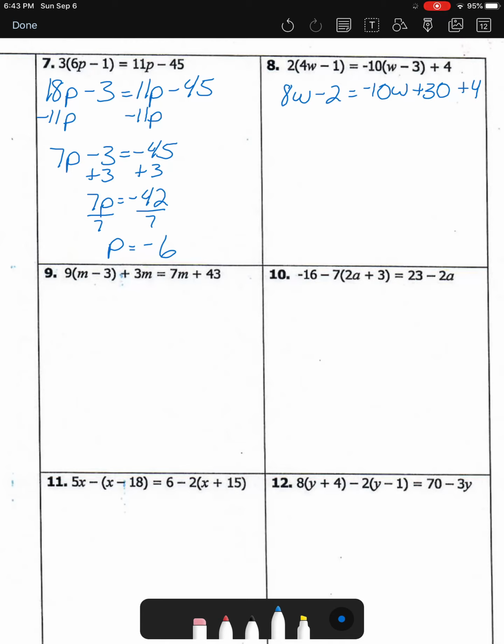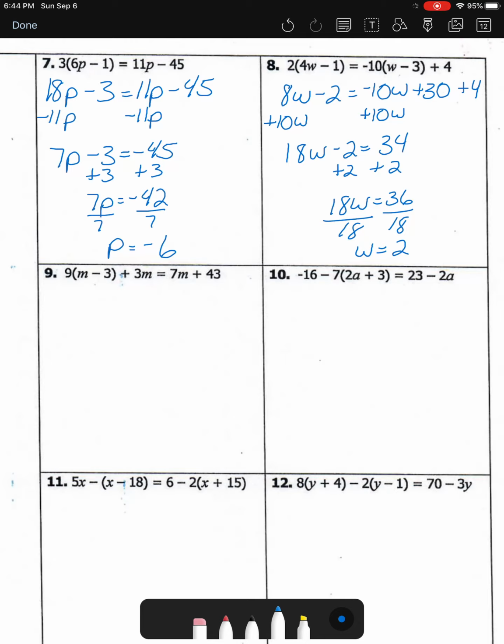Combining like terms, I got a 30 and a 4 to put together, but I can wait on that one. I'm going to go ahead and add the 10w over right now. So I end up with 18w minus 2 is equal to, and now I'll combine the 30 and the 4 to get 34. We're going to add this 2 over to get 18w is equal to 36. We'll divide the 18 out of there and find out that w is equal to 2.